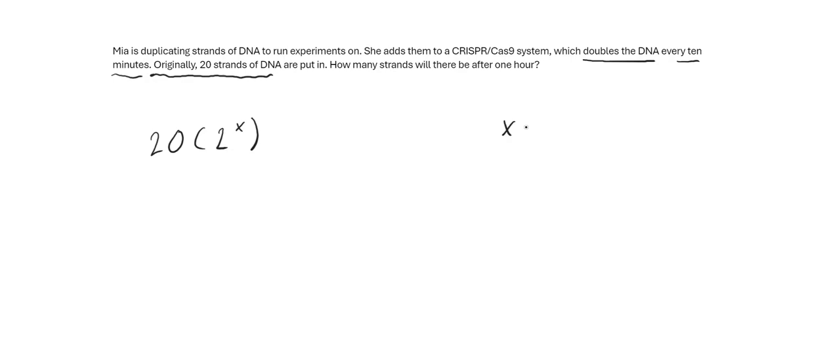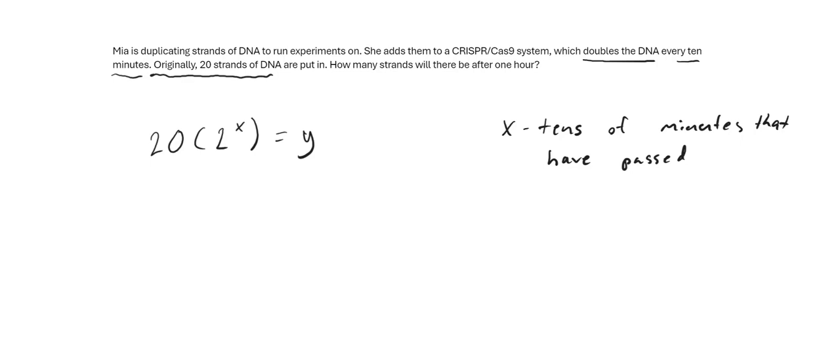So our x is going to be the tens of minutes that have passed. This is to make sure that we are correctly measuring how much time exactly has passed and that everything is doubling correctly. So we're going to make that all equal to y, which will represent just the amount of strands that will be there after a time period.